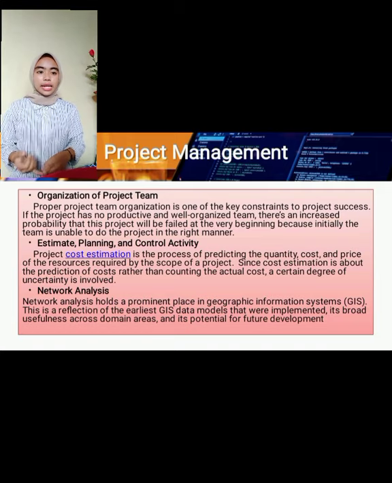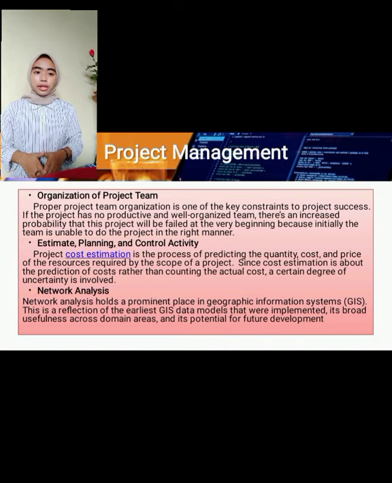2. Estimate, planning, and control activity. Project cost estimation is the process of predicting the quantity, cost, and price of the resources required by the scope of a project. Such cost estimation is about the prediction of cost rather than counting the actual cost, and to a certain degree uncertainty is involved.